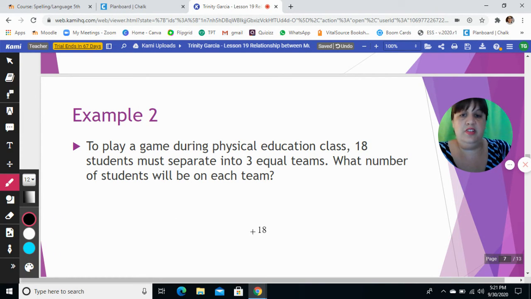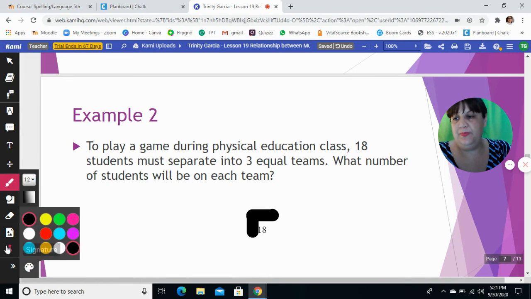Okay, so here's our division box. Whoa, it's fat. Oh, that's silly. All right, let's just go with it.